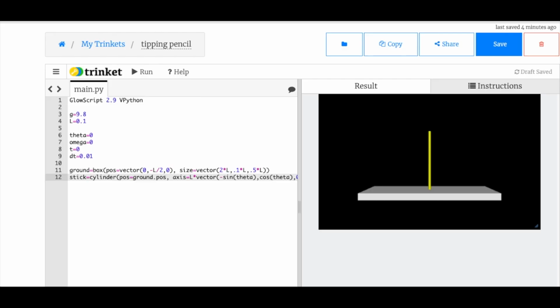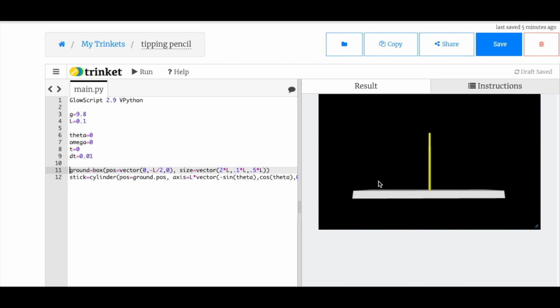Okay, I've got a little jump start on you here just to get things started. So let's just go through what I have. I have g, which is not a vector in this case because I'm dealing with this other equation. The length of the pencil, the initial angle theta, the initial angular velocity, and time, and the dt. Then down here I put a box. I put the ground just for fun. And then the stick is a cylinder.